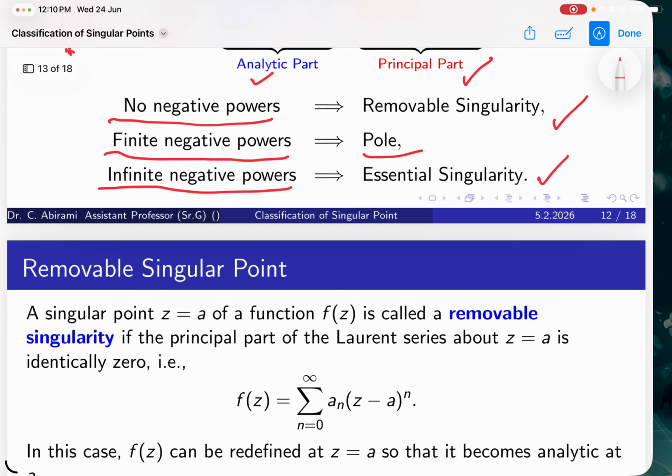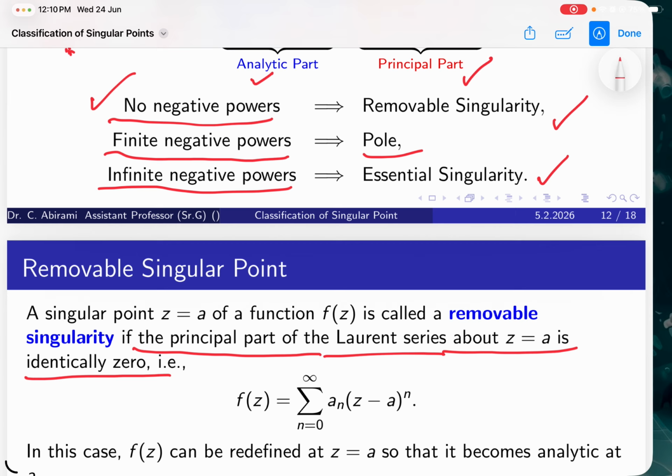The very first one is removable singular point. A singular point z is equal to a of a function f of z is called a removable singularity if the principal part of the Laurent series, meaning negative powers of z minus a about z is equal to a, is identically zero. Identically zero means no negative powers. So the expansion contains only positive powers of z minus a.